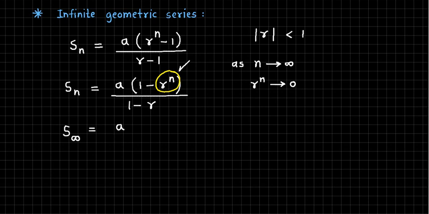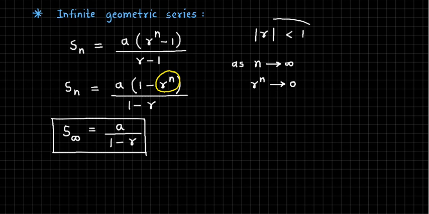Now this r raised to n, since it is approaching 0, the bracket 1 minus r raised to n is nothing but 1, right? So therefore the numerator turns out to be just 1 and divided by 1 minus r. So this is the simple formula for the sum of an infinite geometric series, but provided the numerical value of r, that is the common ratio, is less than 1, right?